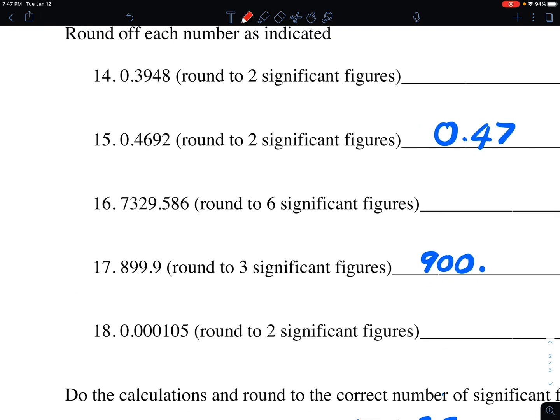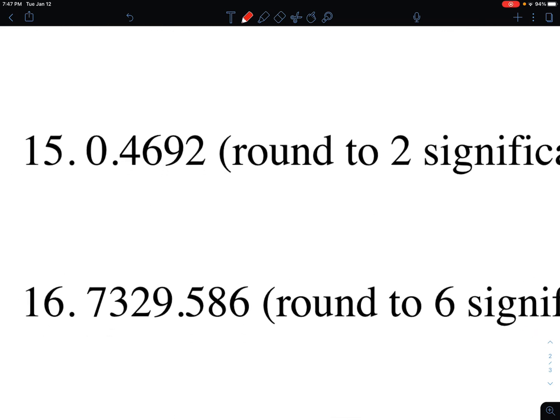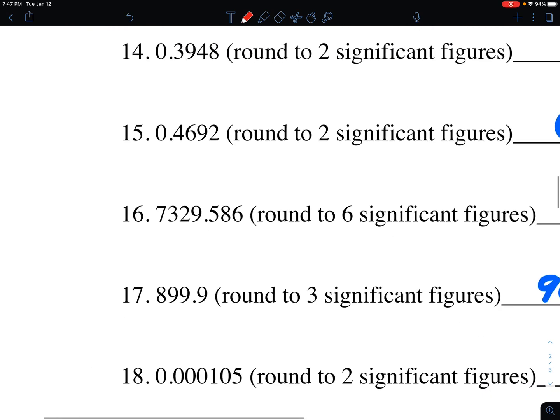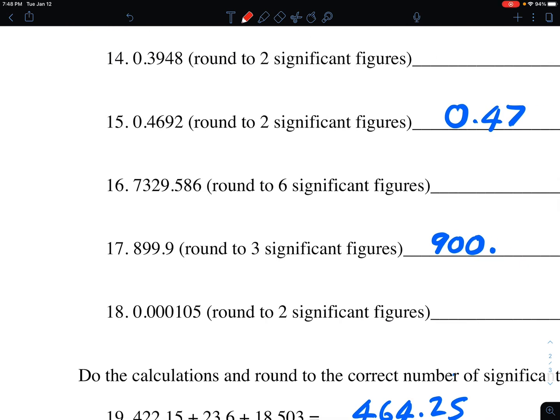A rule to follow, and I heard this from a student last year, is 4 and below, let it go. 5 and above, give it a shove. So since 9 is above 5, it's going to shove that 6 up. So we're going to round the 6 up. But 0.47 has now got 2 significant figures, and we've rounded the number.